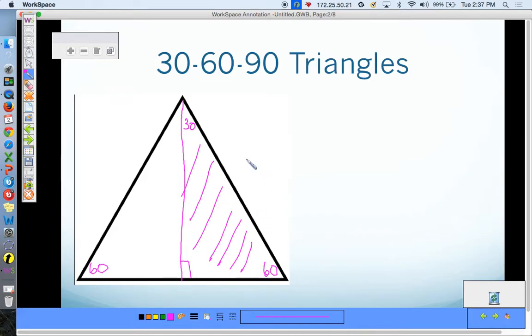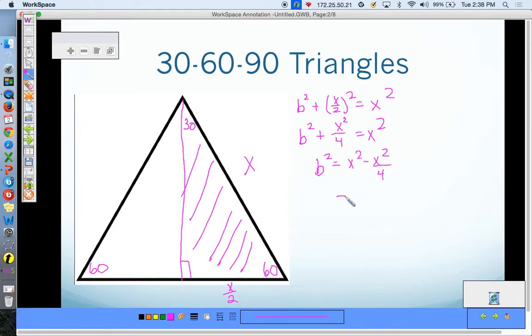Let's say this side was just x on our 30, 60, 90 triangle. Well, we cut it in half, so this is x over 2. Then we need to find this other side, which we'll call b. By the Pythagorean theorem, b squared plus (x over 2) squared equals x squared. So b squared plus x squared over 4 equals x squared, so b squared equals x squared minus x squared over 4.